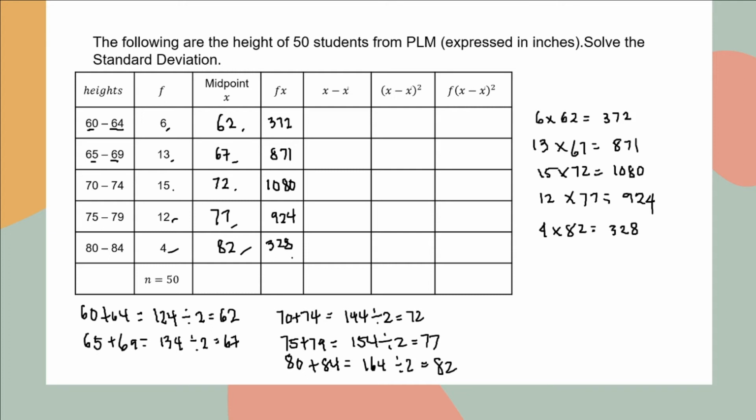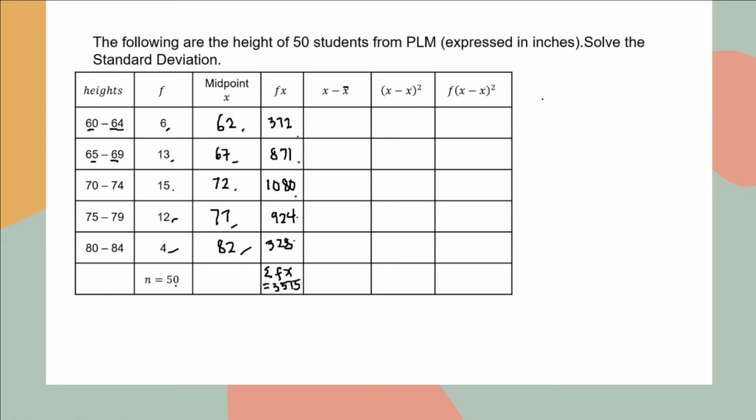Okay. So next you have to add all the numbers here to get the summation of Fx. So the summation of Fx is equal to 3,575. Before we proceed to x minus mean, we have to solve for the mean. In order to get the mean, kailangan natin ng summation of Fx at saka yung n. So burahin muna natin yung mga nakasulat.